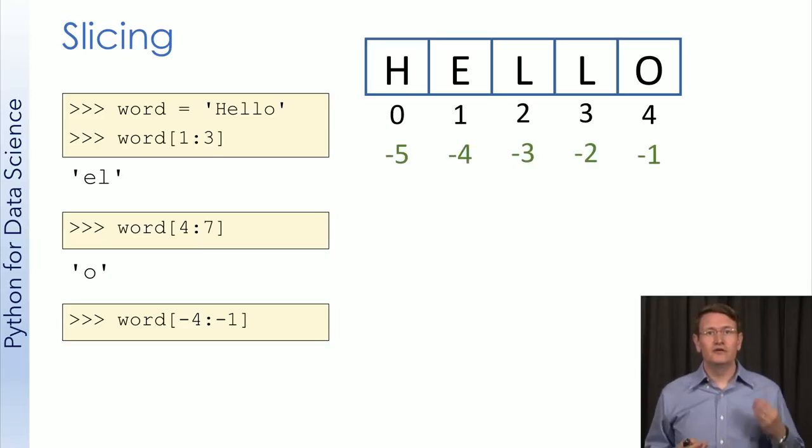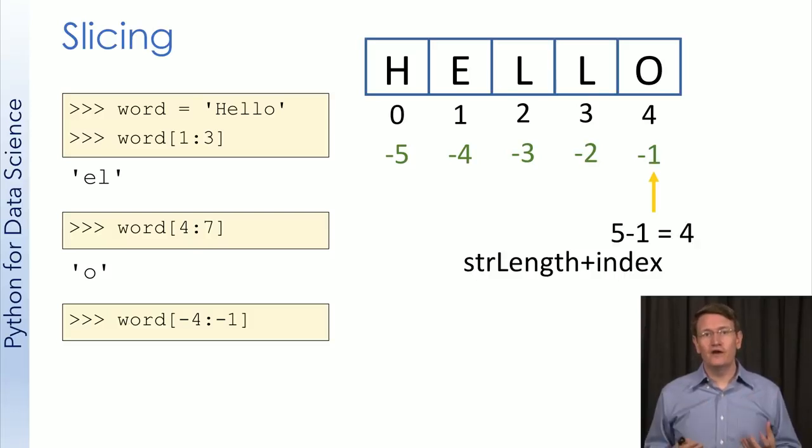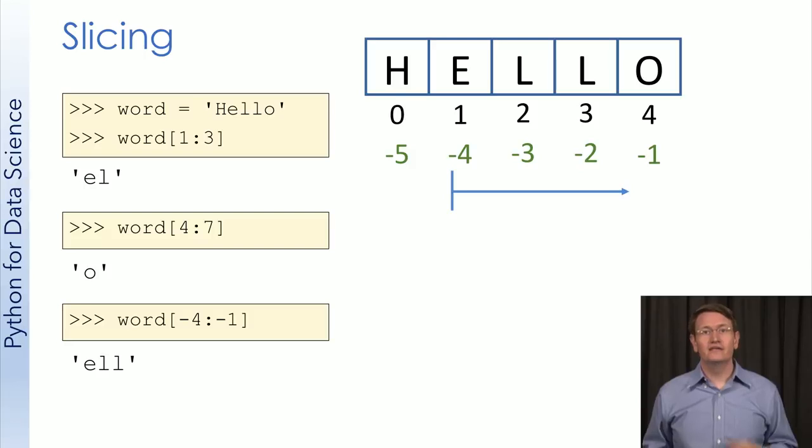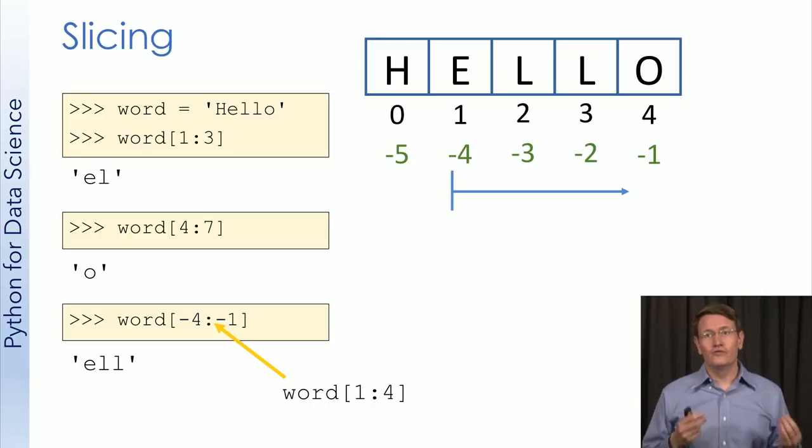These indices correspond to these locations because if an index is negative, the new index is calculated as string length plus index. So for -1, 5 plus -1 is 4. Going back to our original idea, trying to get a substring from the word using -4 to -1. This will give us back ELL. This is the same as asking for a word 1 through 4.